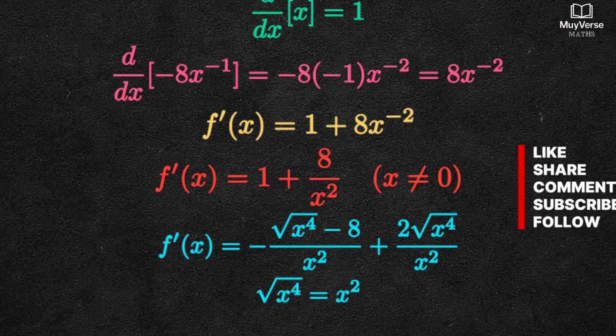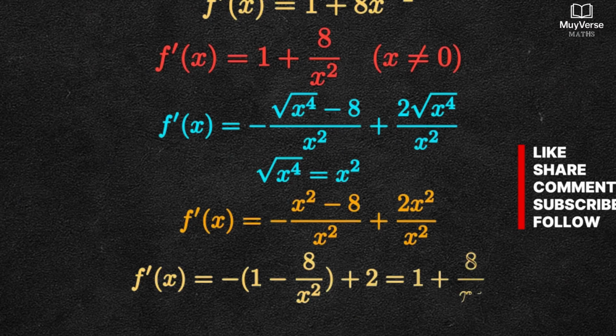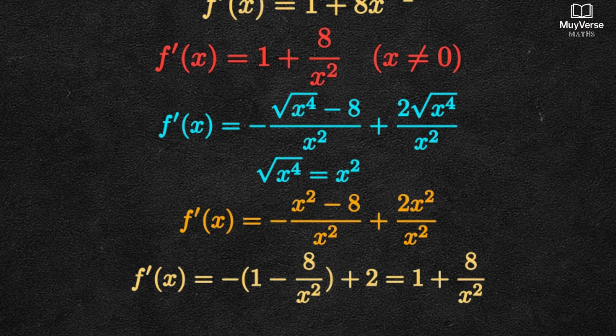Since the square root of x to the fourth is x squared, this becomes negative of x squared minus 8 over x squared, plus 2x squared over x squared. That simplifies to negative 1 plus 8 over x squared plus 2, which is 1 plus 8 over x squared.